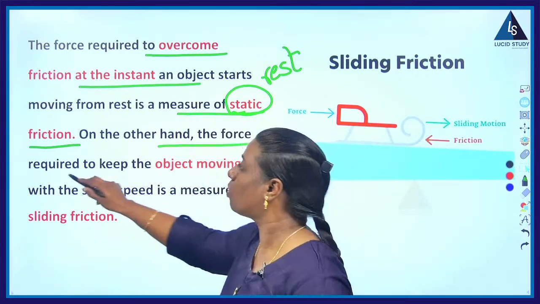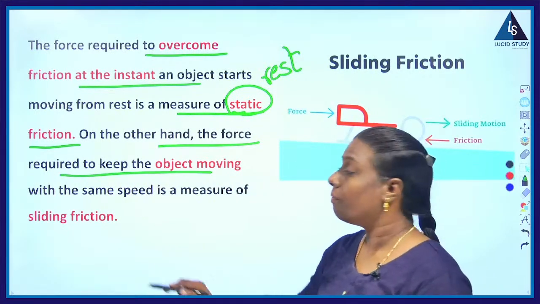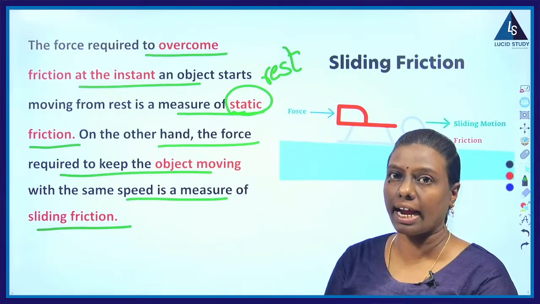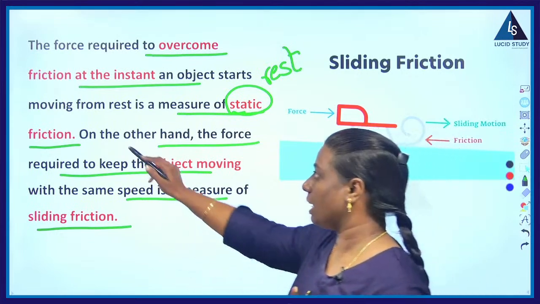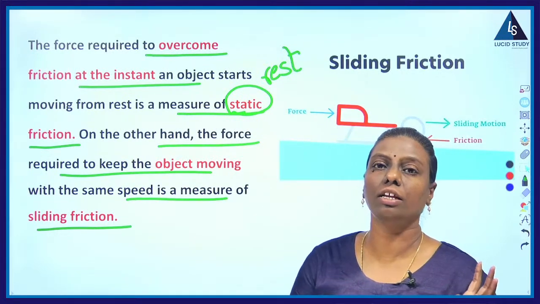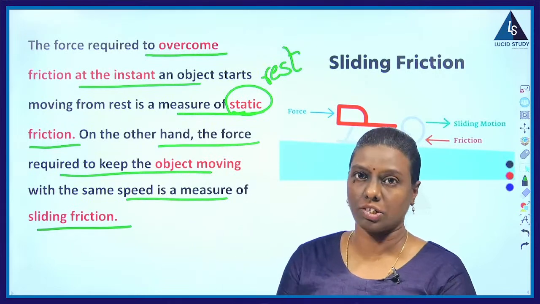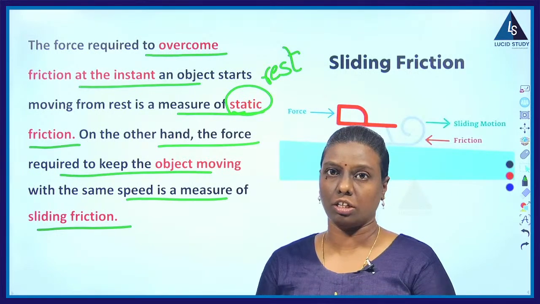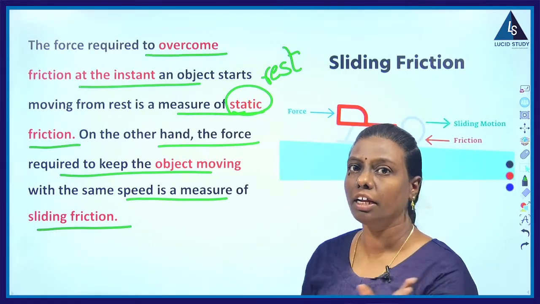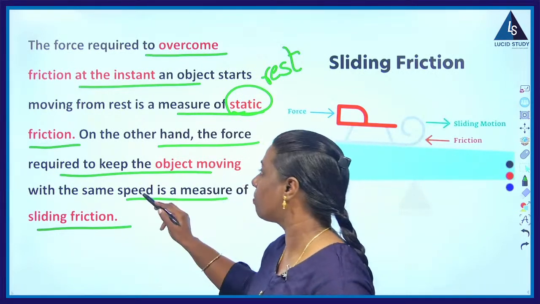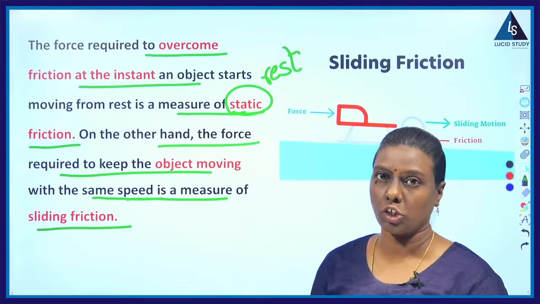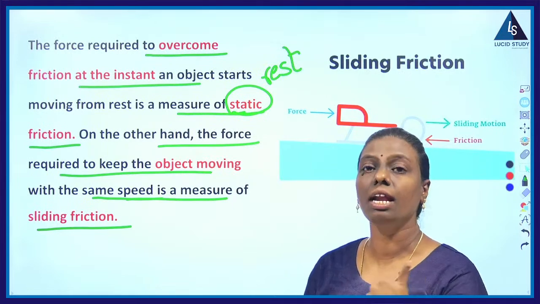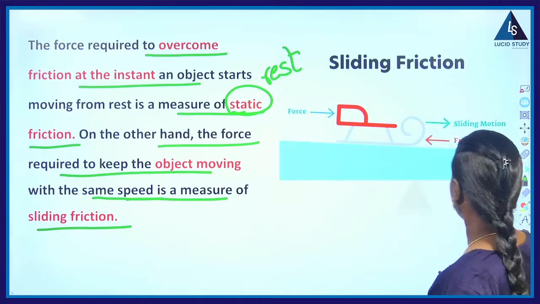On the other hand, the force required to keep the object moving with the same speed is a measure of sliding friction. So what is sliding friction? Static friction is the friction when the object is about to start from rest. And for an object already in motion, continuing to move, the friction is sliding friction. So we have two types of friction here: static friction and sliding friction.